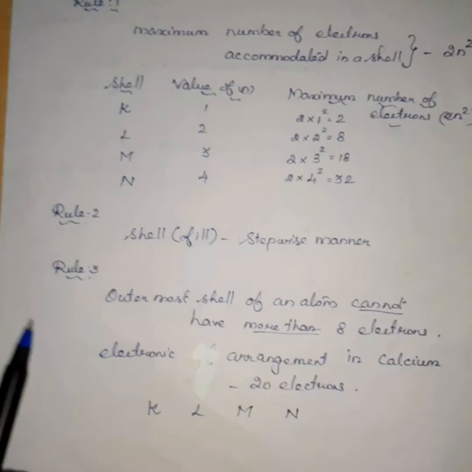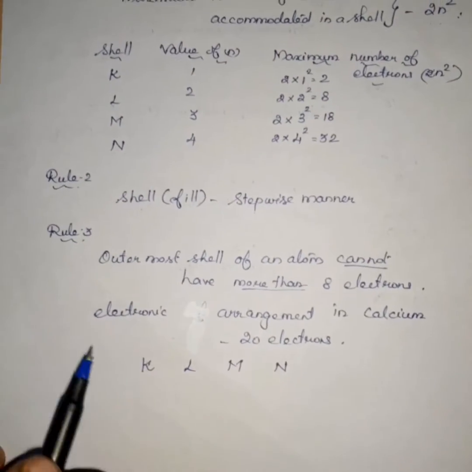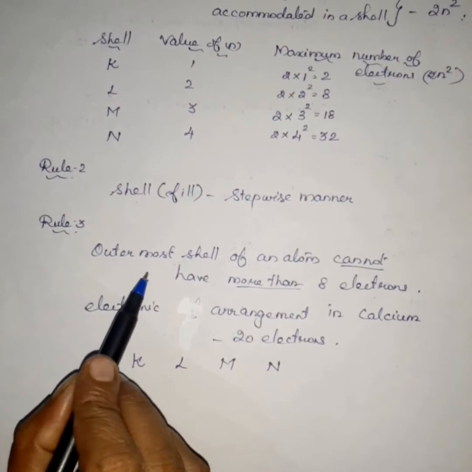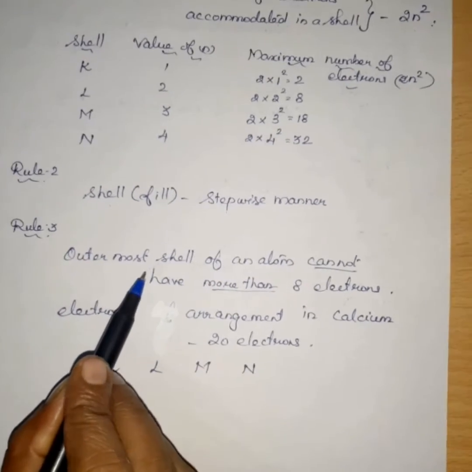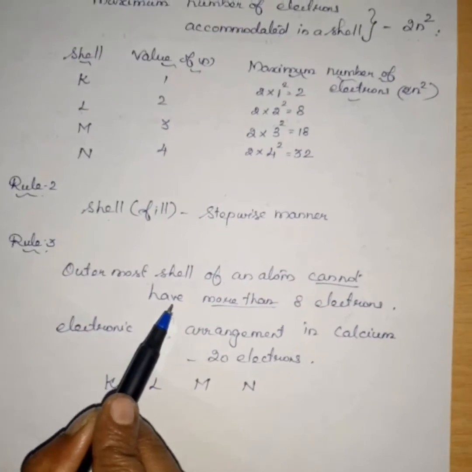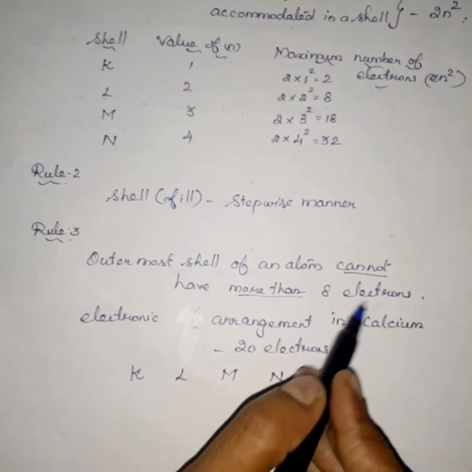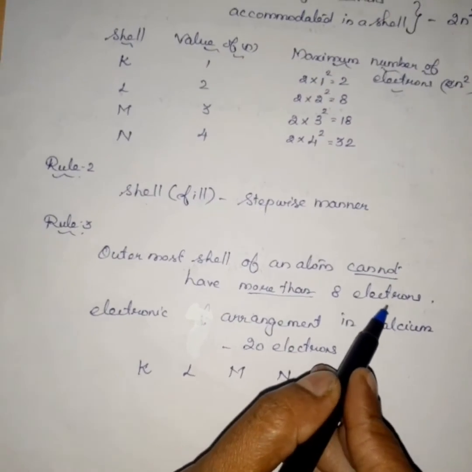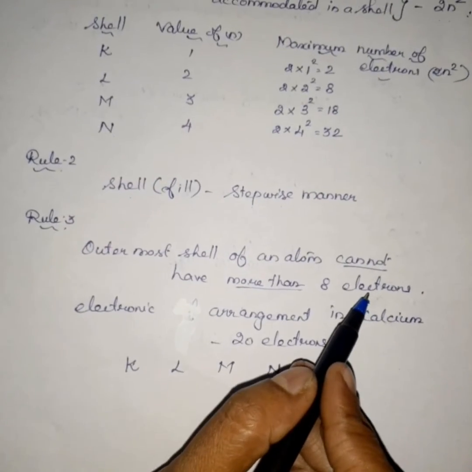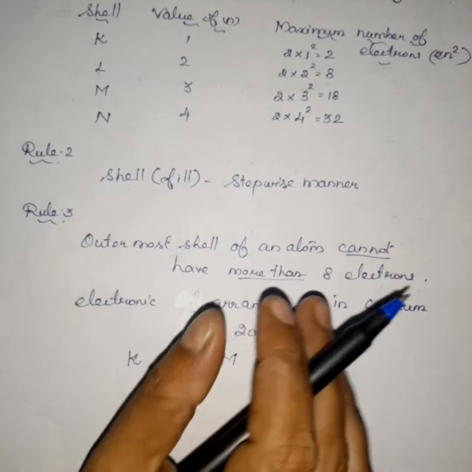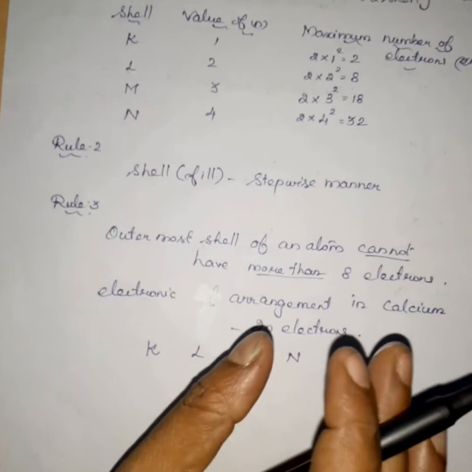You are going to study the third rule. The outermost shell of an atom cannot have more than 8 electrons, even if it has the capacity to accommodate more electrons.